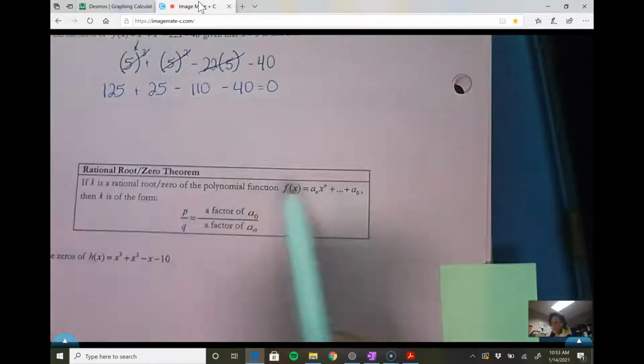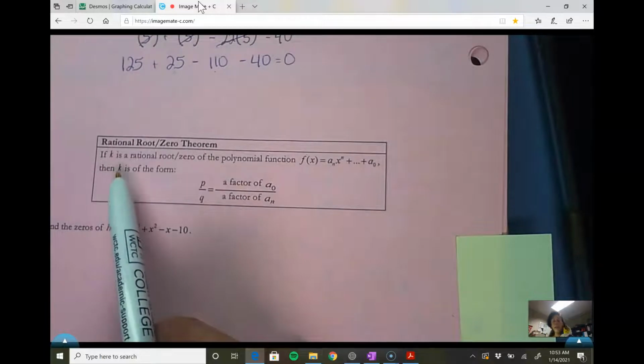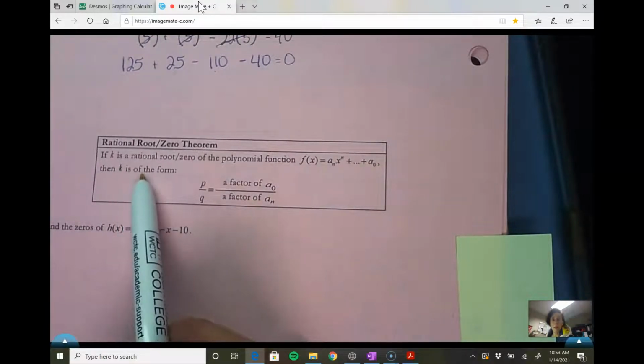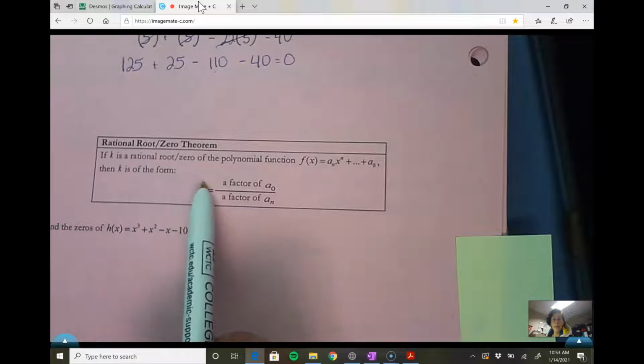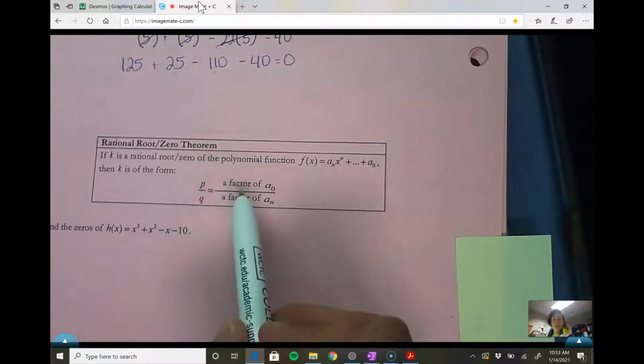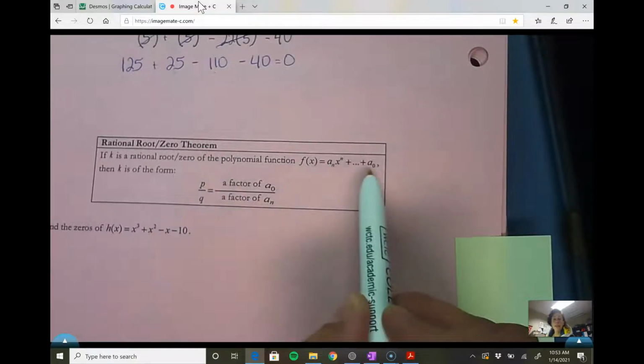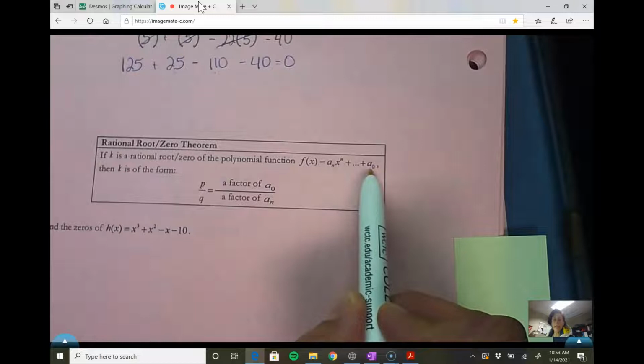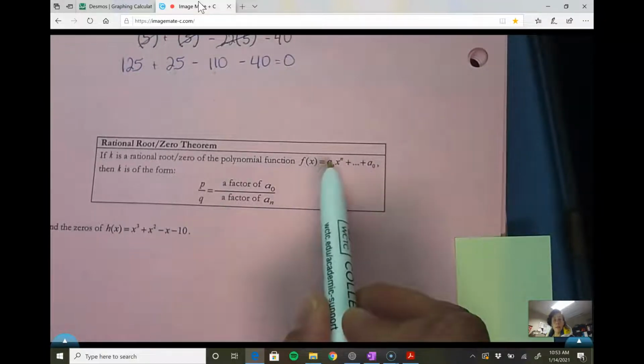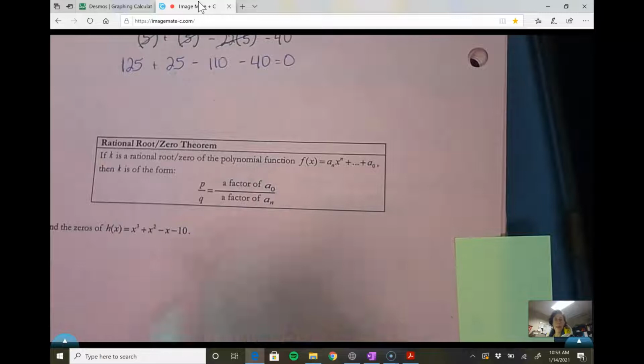of your big function, and k is going to be possibly a number called p over q. It just means that you're going to take the factors of the number at the end, and the factors of the number at the beginning, and make a fraction. And we're going to come up with this list of numbers.